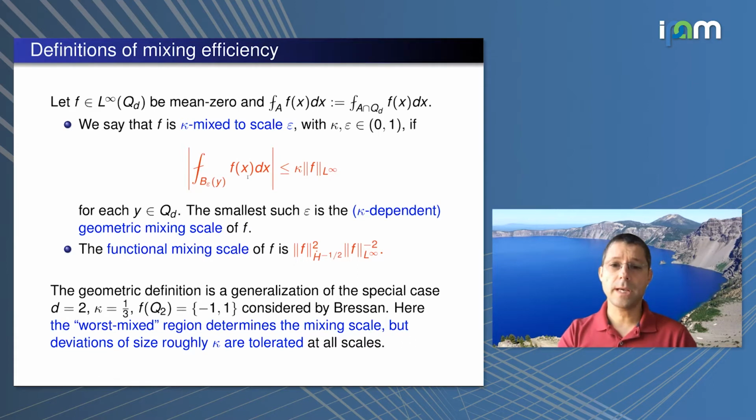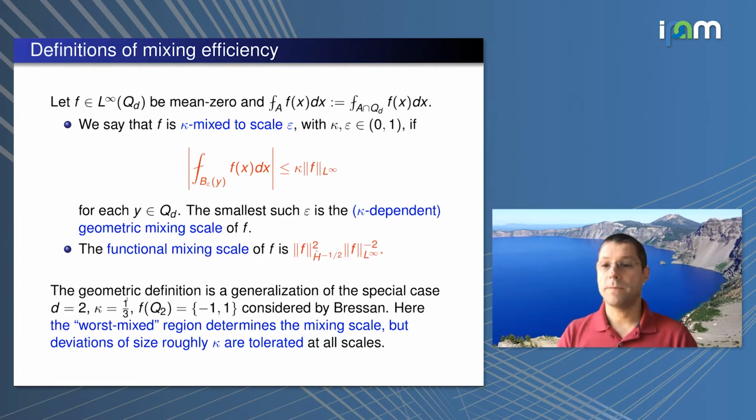Then there is a second one, which is sort of Bressan's mixing scale, a geometric mixing scale. And it's a little bit different. Take scale epsilon and take all balls of radius epsilon and ask whether the average of our f, which is mean 0, is less than or equal to kappa on each of these balls. And kappa is some kind of number that you pick. So for example, you could pick it to be 1/3.